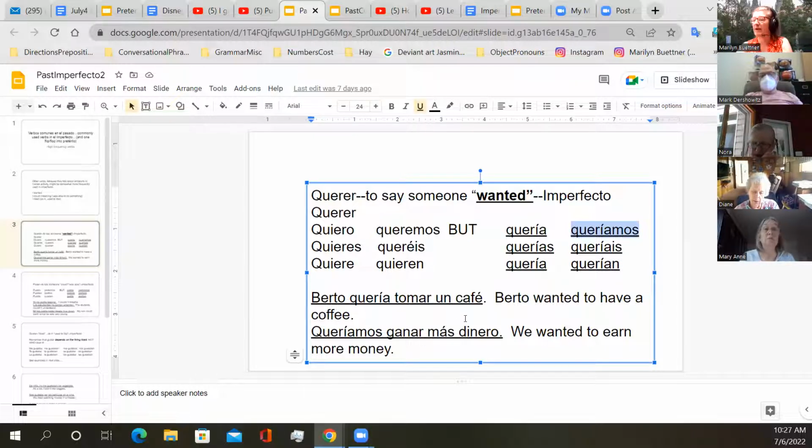Berto quería tomar un café. Berto wanted to have a coffee. Okay. Queríamos ganar más dinero. We wanted to earn more money. It's just going to be imperfecto. Always querer. All right.